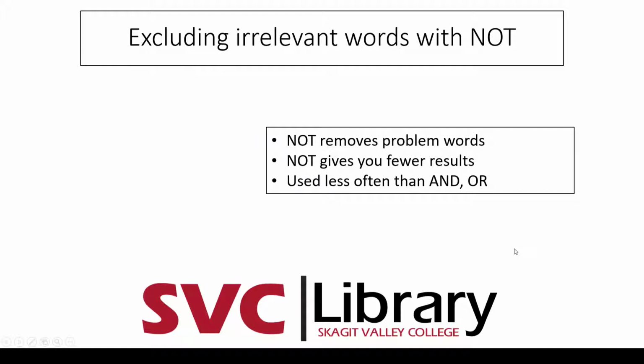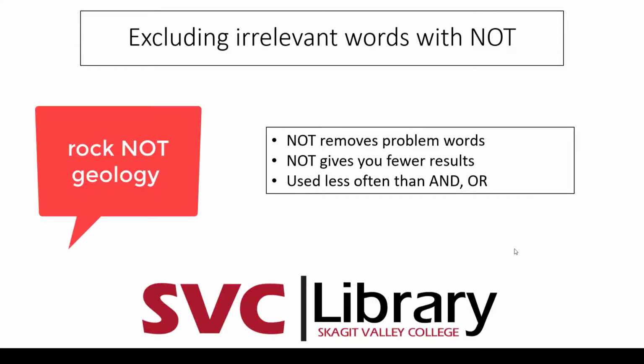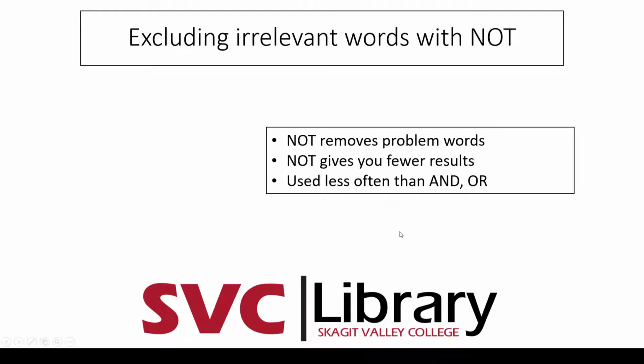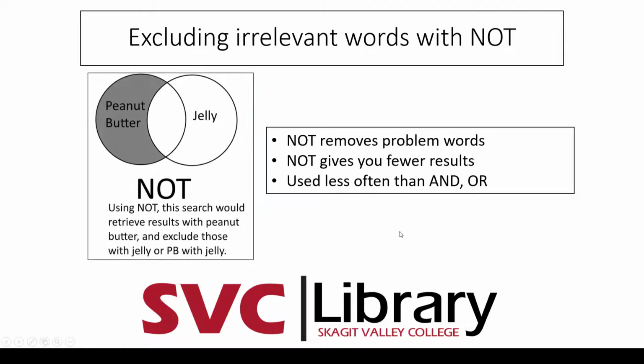The last one is "not," and you'll only use this if you're seeing articles that come up that are totally irrelevant. So say you're searching for rock music, but you start seeing things about rocks and geology. "Not" then removes problem words, so you would say rock, not geology. It'll give you fewer results, and you'll really only use it when you're seeing a problem. So this is peanut butter, not jelly. So I get everything with peanut butter, nothing with peanut butter and jelly, and nothing with just jelly.